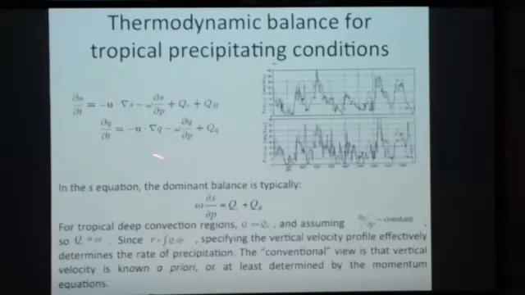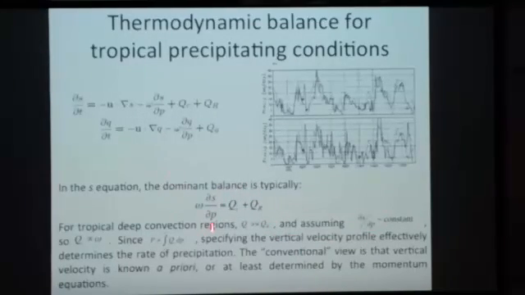And if temperature gradients are small, and this is the dry static energy, which also depends on the geopotential, but taking the gradient of that is 0, so that term drops out. So you're left with this dominant balance in the dry static energy equation. In deep convecting regions in the tropics, of these two terms on the right-hand side, the convective heating is typically dominant over the radiation.